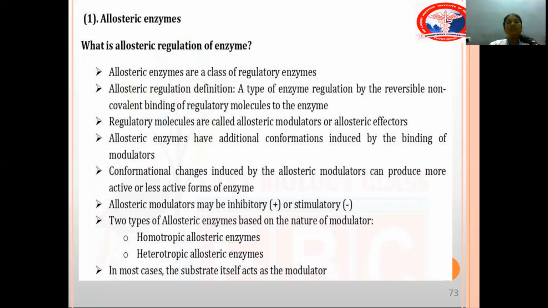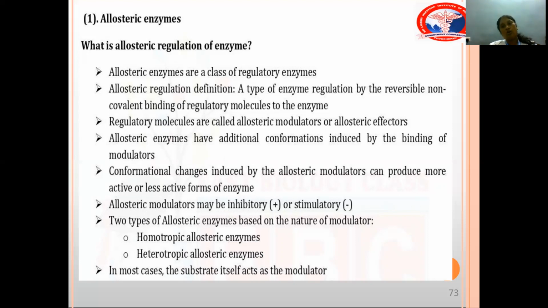We all know that. Apart from the active site, we also have certain sites in the enzyme which are called allosteric sites. This allosteric site is where these regulatory molecules, which are nothing but allosteric modulators or allosteric effectors, come and bind and change the conformation of the enzyme, thereby making the enzyme inactive, or not fit to favor the catalysis. So conformational changes induced by the allosteric modulators will produce either more active or less active forms of the enzyme.